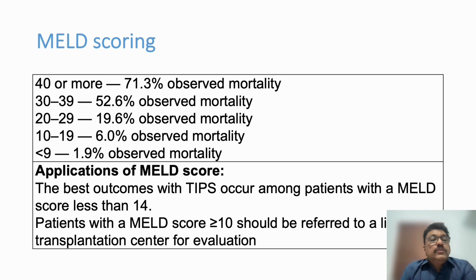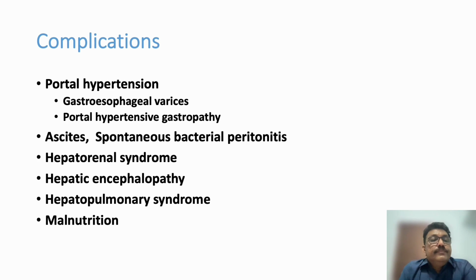these patients is. So if the score is more than 40, there is 71% observed mortality; 30 to 39, 52% mortality; 20 to 29, 19% mortality; 10 to 19, 6%; less than 9, 1.9% mortality. So these are mortality predictors in chronic liver disease. There is no need to memorize this type of score. Medical calculators are available in Android phones. You can make use of that.